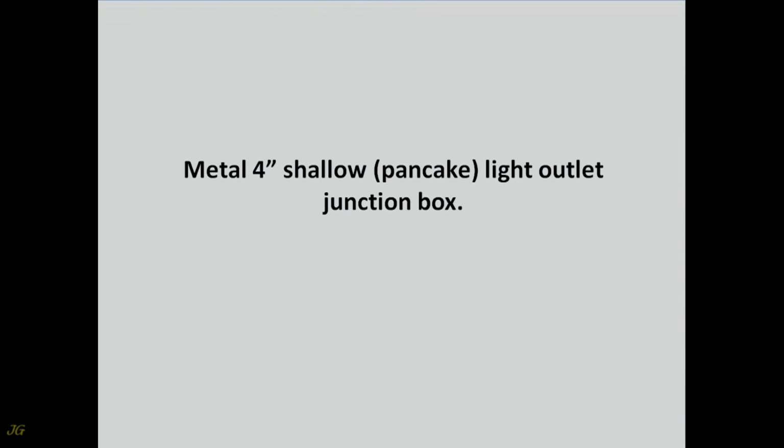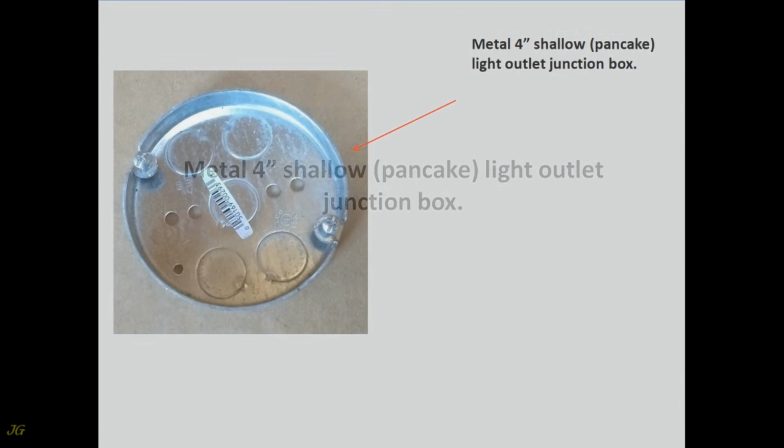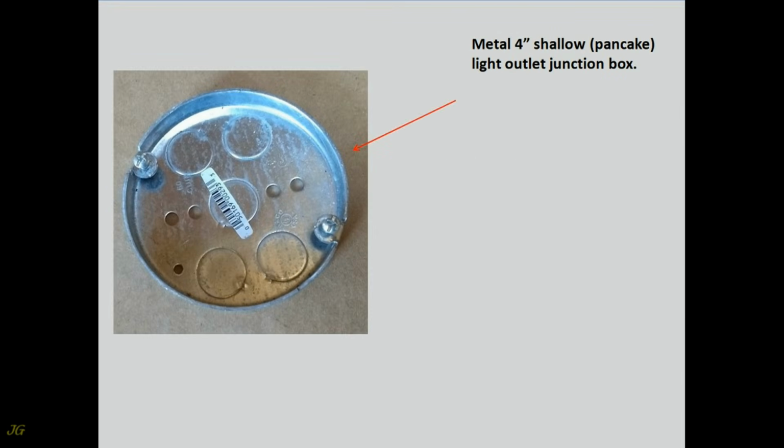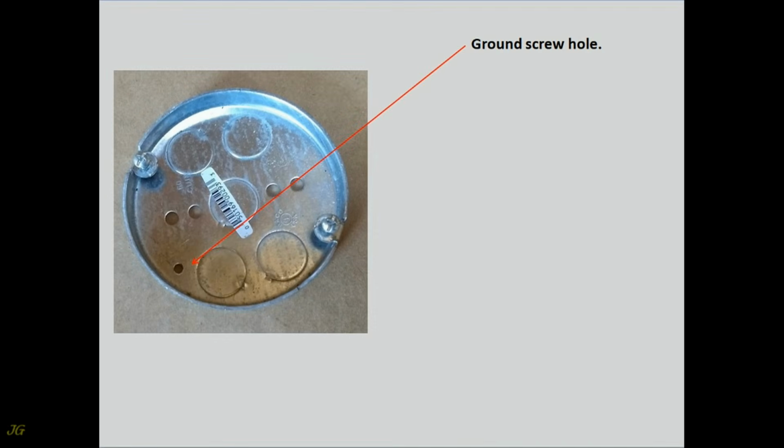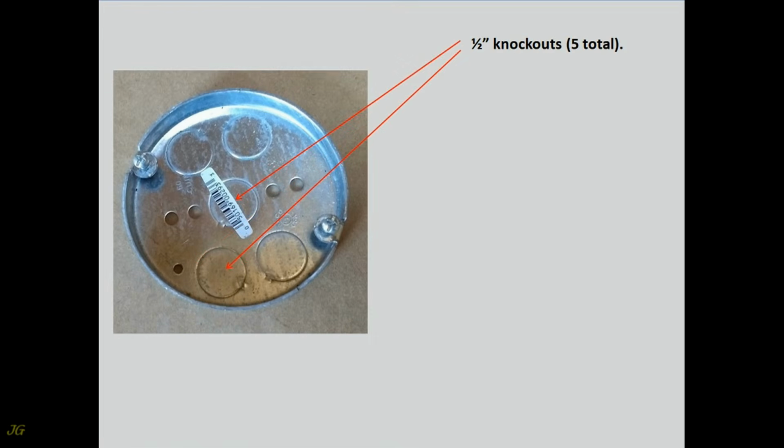Metal 4 inches shallow, pancake, light outlet junction box. Junction box capacity 6 cubic inches. The number of cables allowed in the junction box must be calculated in accordance with Article 314.16, 2020 NEC. Ground screw hole. 1/2 inch knockouts, 5 total.